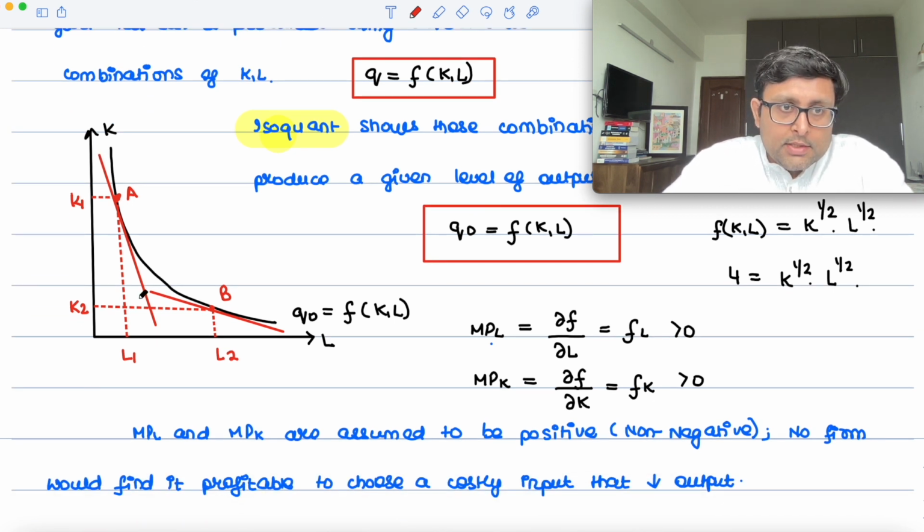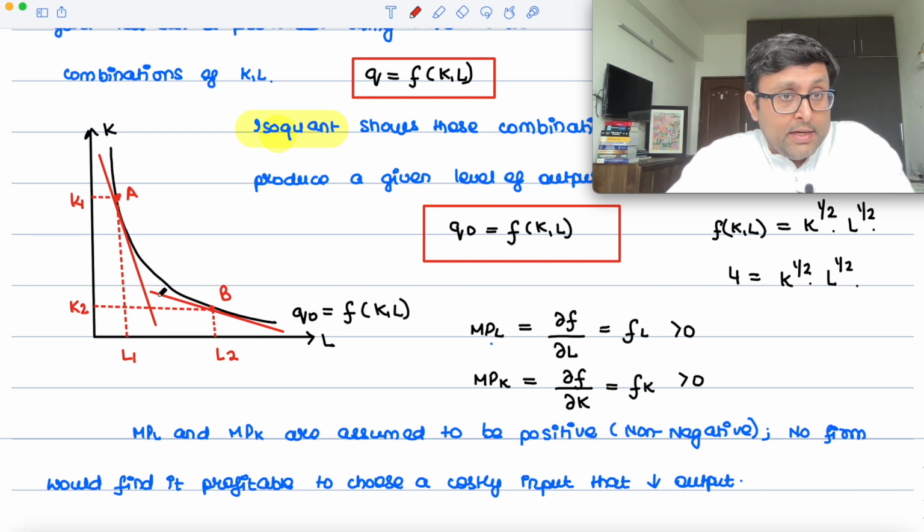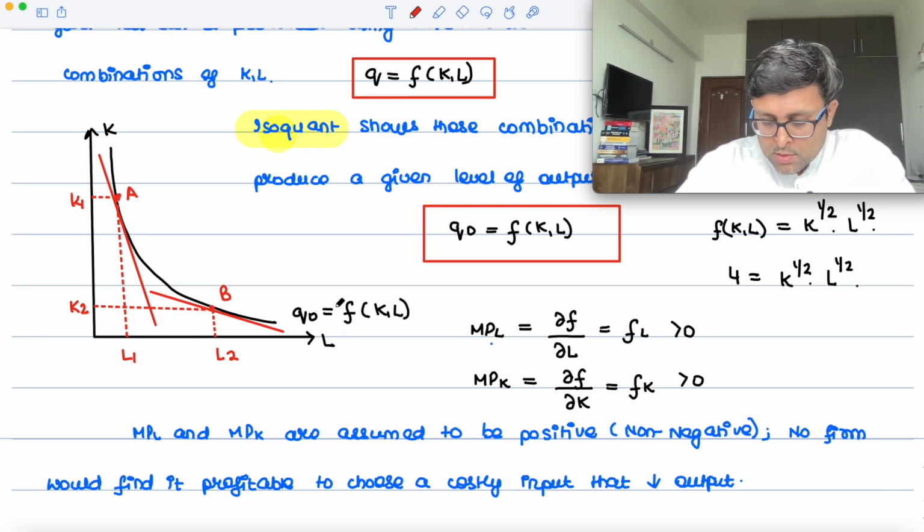If you look at this one, this is steeper. This is flatter. So this is a huge slope. This is a lesser slope. So if you move from point A to point B, the slope is falling. Slope is falling. And slope is what? MRTS. Means MRTS is falling as you move down along an isoquant, down right along an isoquant.